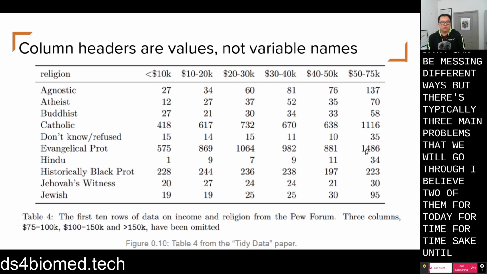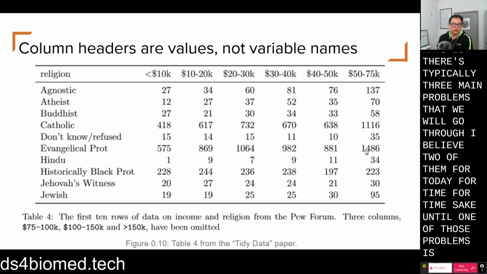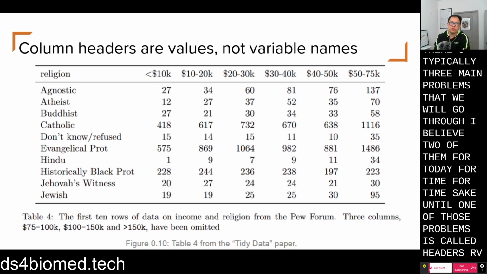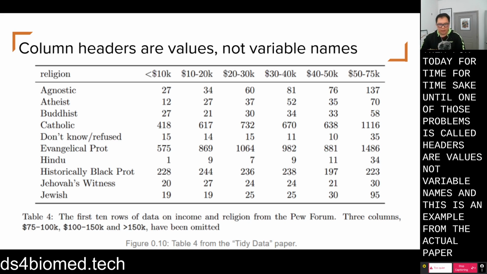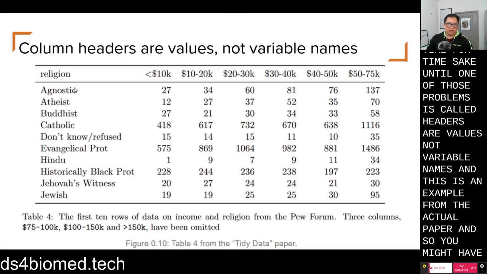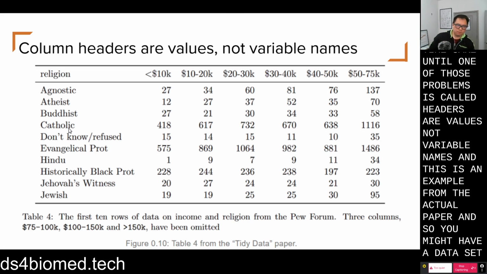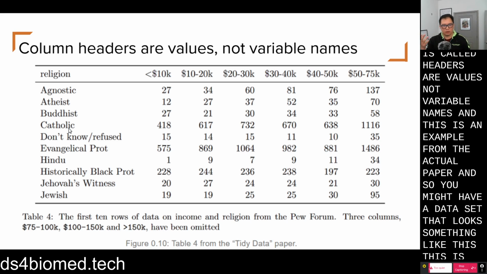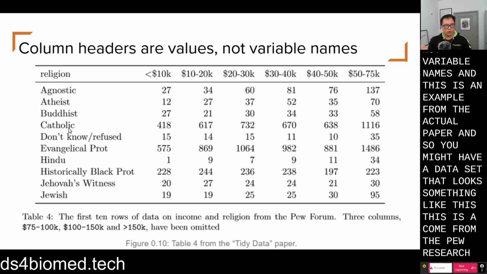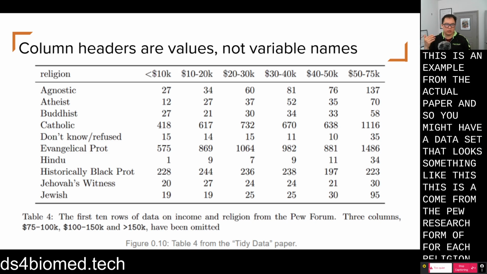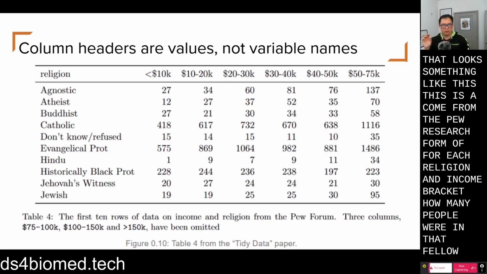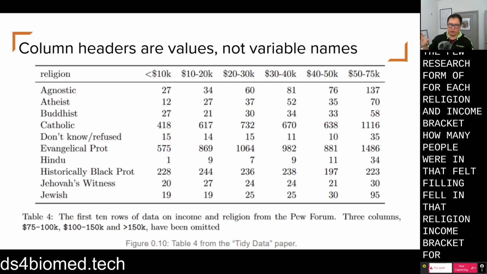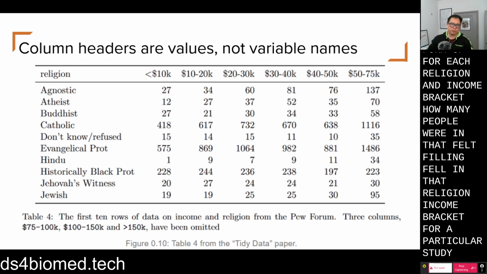And so one of those problems is called column headers are values, not variable names. This is an example from the actual paper. You might have a data set that looks something like this. This comes from the Pew Research Forum: for each religion and income bracket, how many people fell in that religion and income bracket for that particular study.